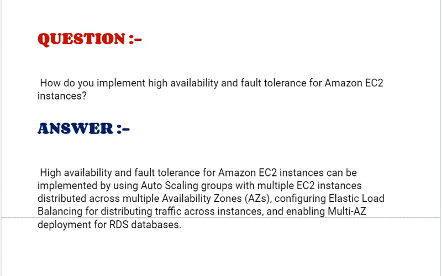Our next interview question is: how do you implement high availability and fault tolerance for Amazon EC2 instances? Your answer should be: high availability and fault tolerance for Amazon EC2 instances can be implemented by using Auto Scaling groups with multiple EC2 instances distributed across multiple availability zones (AZs), configuring Elastic Load Balancing for distributing traffic across instances, and enabling multi-AZ deployment for RDS databases.